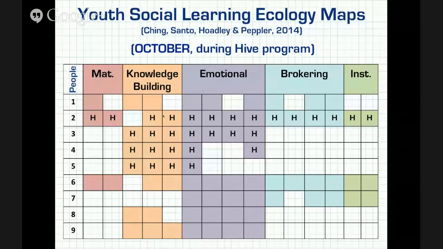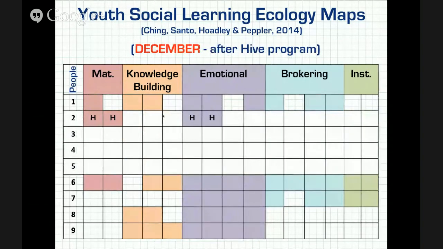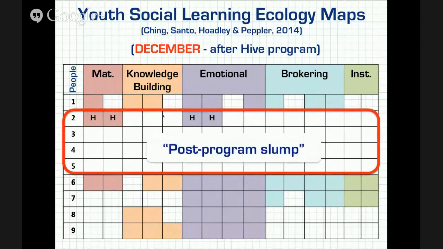And then if you interview the same person after Hive, and this was done while a person was in the Hive program, and then when the program was over we interviewed the same person, we'd see that a lot of the support, especially in the Hive-affiliated category, went away, and we call that a post-program slump in support.